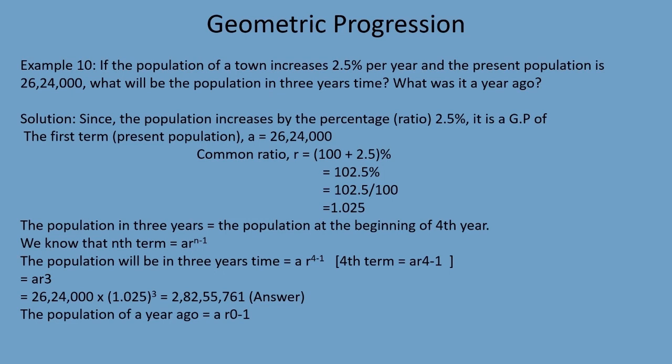The population a year ago is equal to ar to the power 0 minus 1, which is equal to ar to the power minus 1. This is equal to 26,24,000 times 1.025 to the power minus 1, which is equal to 25,60,000. Answer.